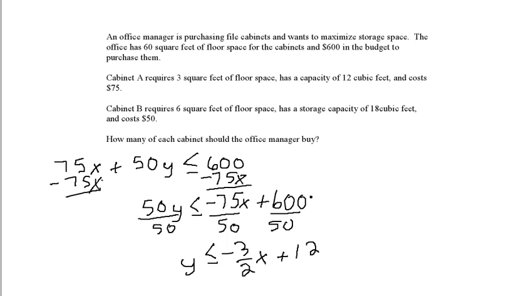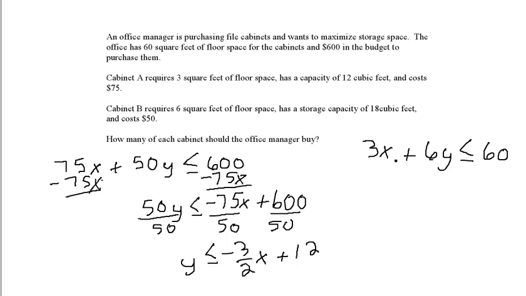We're going to write this equation on the other board because we're going to graph it. My other equation, we're going to deal with the area. The total area can't be greater than 60. That's the maximum. So the area for cabinet A is 3 square feet, so we're going to have 3x, plus the area for this one is 6 square feet, 6y. That must be less than or equal to 60.